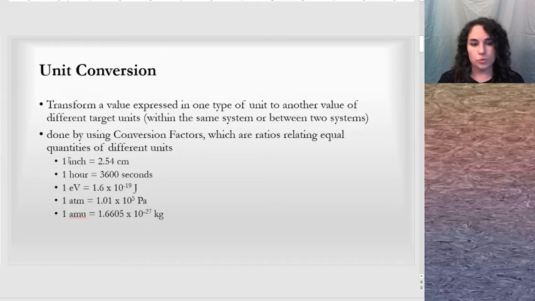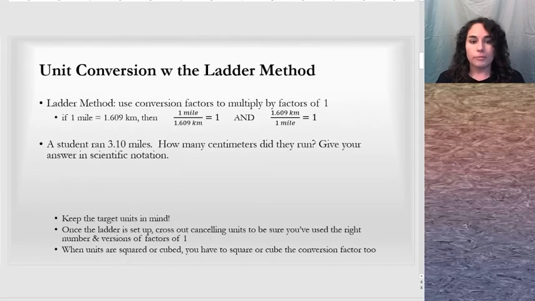So for instance, 1 inch equals 2.54 centimeters exactly. Very interesting, right? And you can see for other concepts here, we have time, energy, pressure, mass, an atomic mass unit. You can see that there are different conversion factors here. And we're going to use these conversion factors in order to convert from one scale of unit to another. How do we do this? I'm going to anchor you with the ladder method.